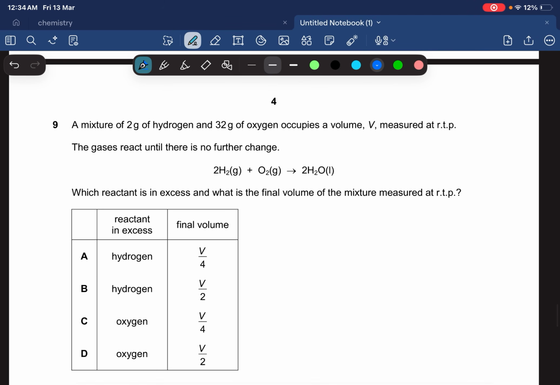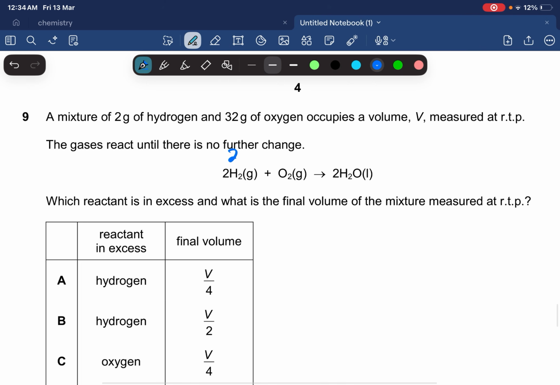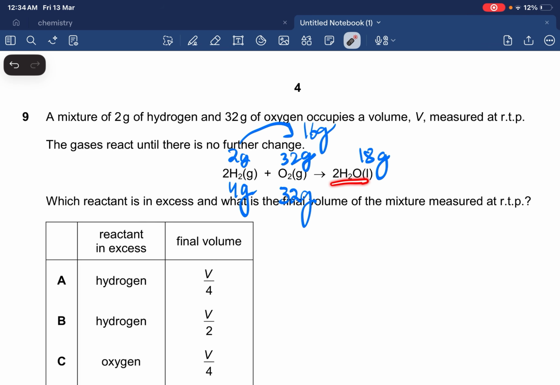A mixture of 2 grams of hydrogen and 32 grams of oxygen occupies a volume V measured at RTP. The gases react until there is no further change. So according to the theory, 4 grams is going to react with 32 grams. So over here 2 grams is only going to react with 16 grams, remember? And how much water are we going to form? We're going to form 18 grams of water out of it, because I just halved the equation. That's the thing.